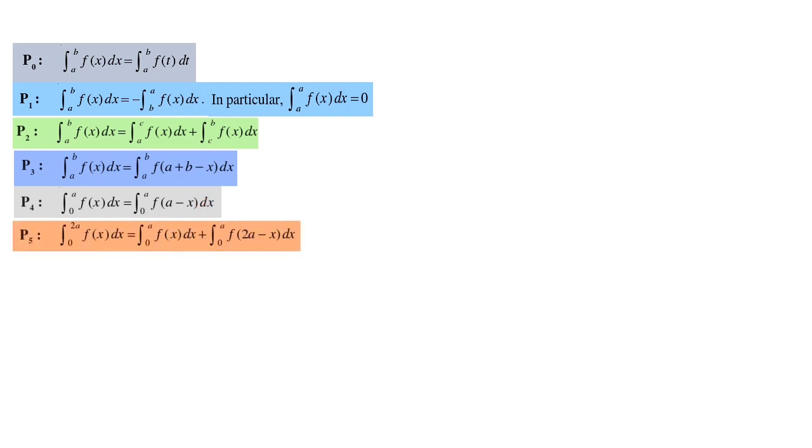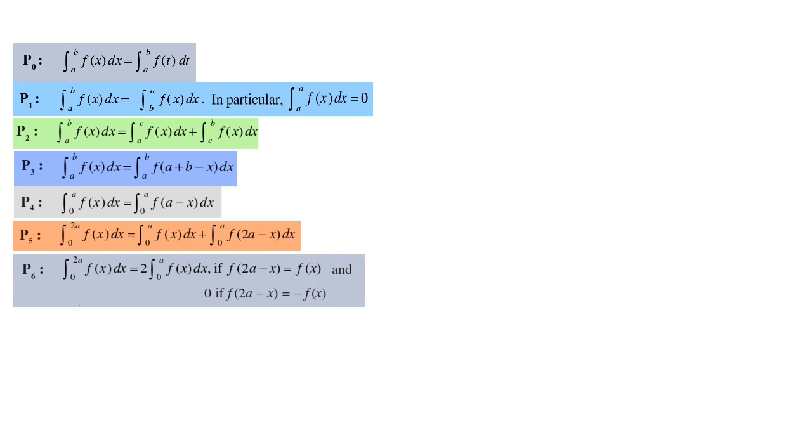The next property is integral 0 to 2a. The previous property was integral 0 to a, and here the limit is 0 to 2a. Integral 0 to 2a f of x dx is equal to integral 0 to a f of x dx plus integral 0 to a f of 2a minus x dx. So this is the way we have to split the integrals. This type of property, when we apply it in the problems, will be more clear for you.